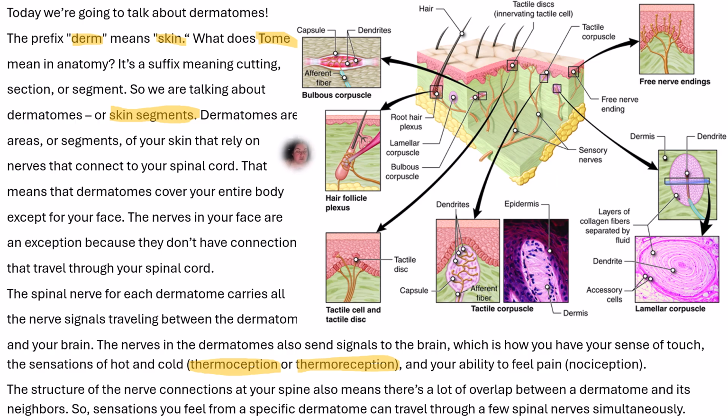All right, the structure of the nerve connections at your spine. Remember how things are set up from our studying of a nerve plexus and the way that the nerves come out through the intervertebral foramen? There's some overlap between these dermatomes and their neighbors. So, just as a warning, as we talk about these dermatomes going forward, know that sensations that you feel from a specific dermatome can travel through a few spinal nerves simultaneously.